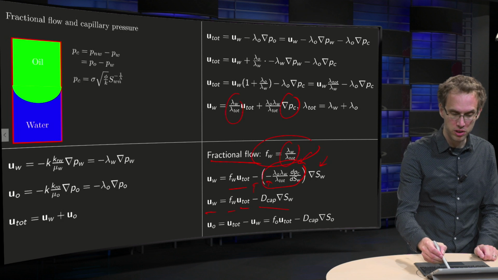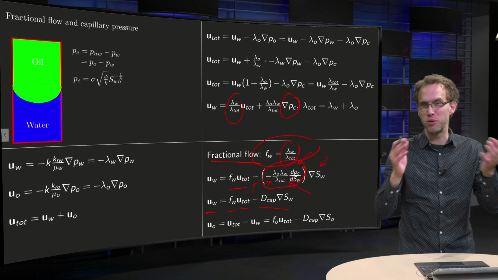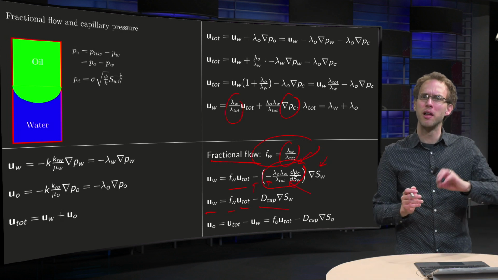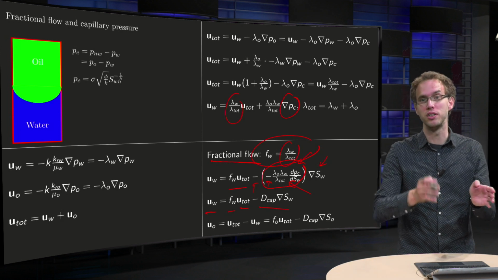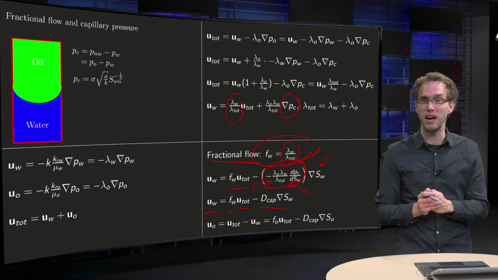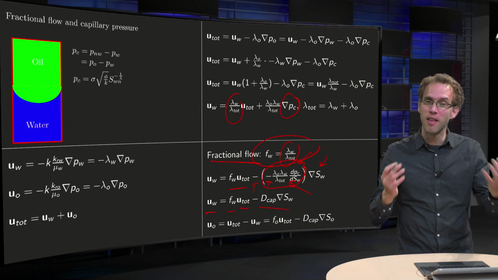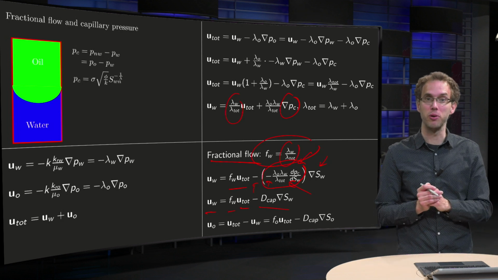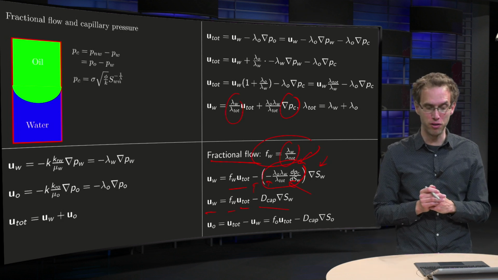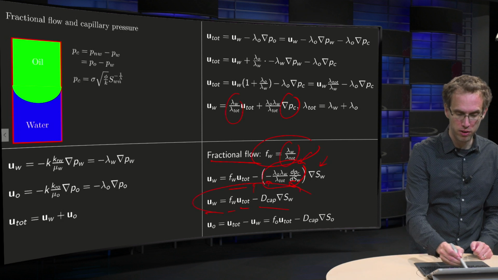Now, why do we call this term between brackets the diffusion coefficient? Well, if you later on include this into your mass balance, you will get a capillary diffusion times a second derivative of S with respect to X. So this will act as a diffusive mechanism. So that's why it's called capillary diffusion coefficient. So there we have our UW.